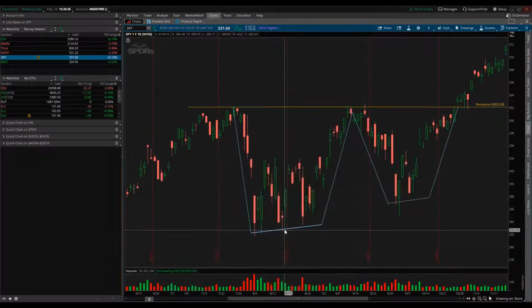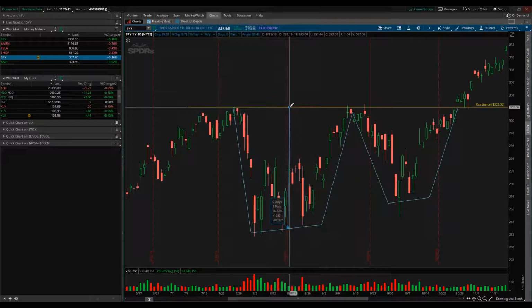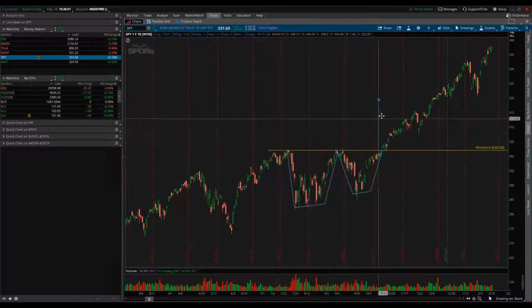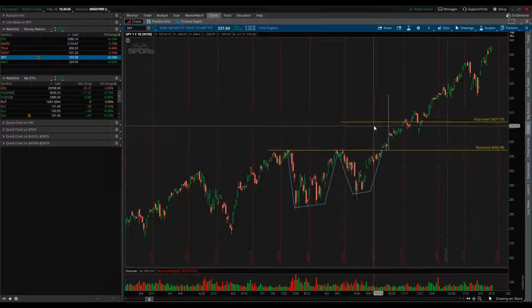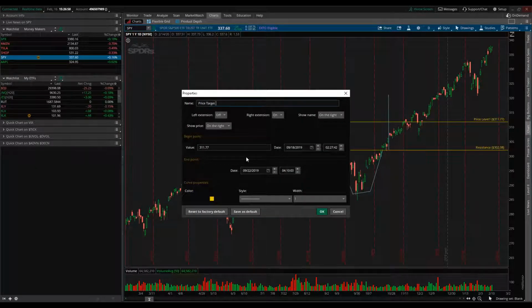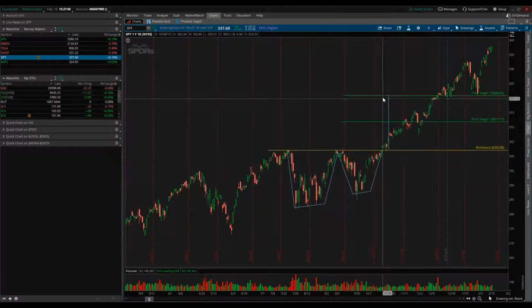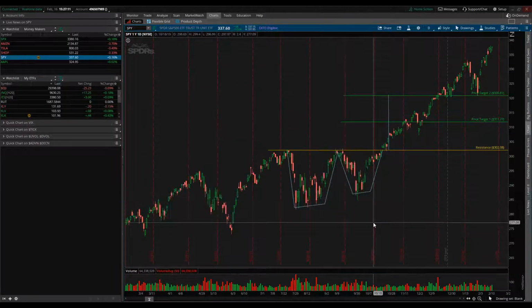And if you measure from the bottom of the cup to that resistance level, again, sorry, this is not exactly perfect. But you can kind of get some price targets. Say halfway up, it's target 1. All the way up would be price target 2. Okay.